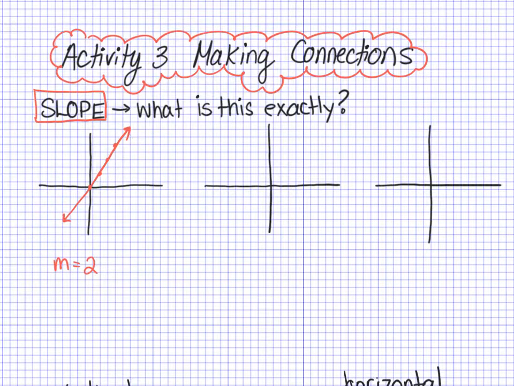Let's say we want to make a line that has a slope of 1. How will that look different? It's going to be less steep. So now it's going up 1, over 1. It's going to be like that. Look at that. Our line's not as steep.